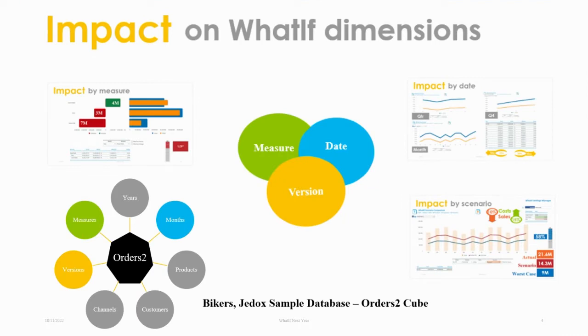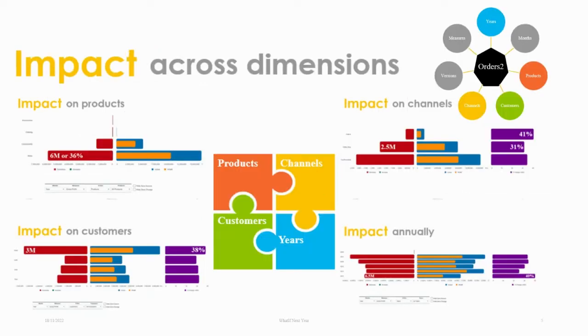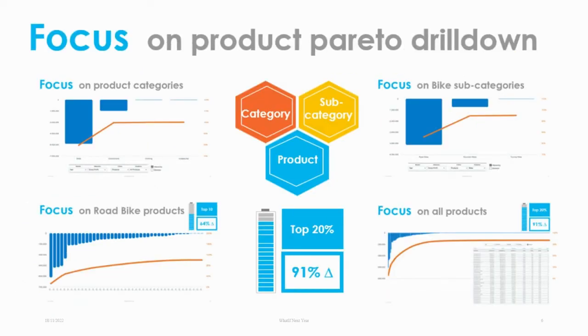So our WhatIf scenario analyzer clips into any Jedox cube that has a measures, date, and version dimension. And in this demo, we're using the Biker Jedox sample database and the Orders2 cube. In addition to the core dimensions that we need for our WhatIf model, the Orders2 cube also has products, channels, customers, and years dimensions. We'll be using the product dimension. Its main hierarchy has 3 levels: category, subcategory, and product. And we'll use a Pareto drill down to investigate each level.